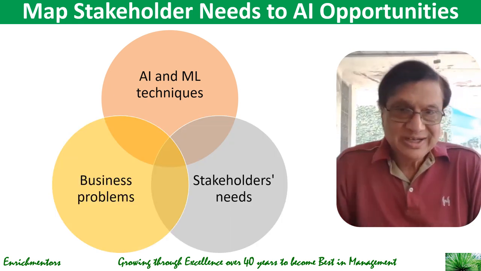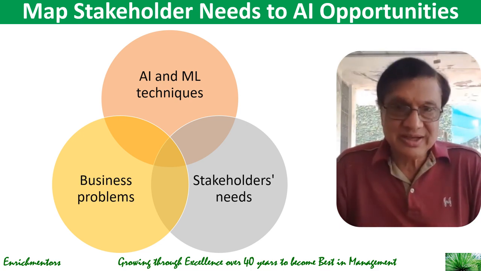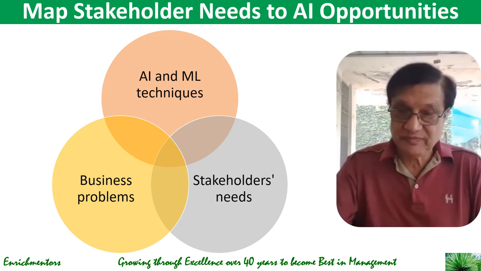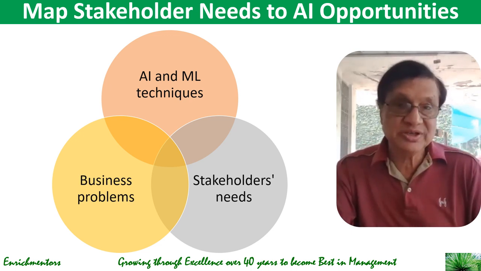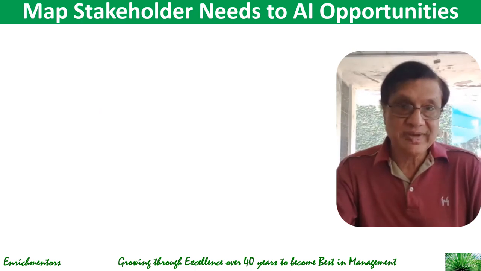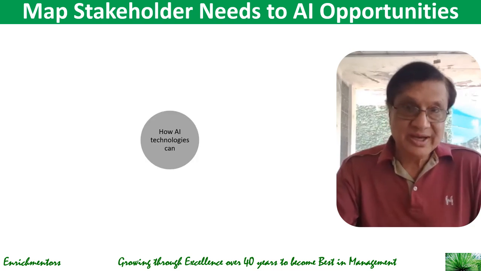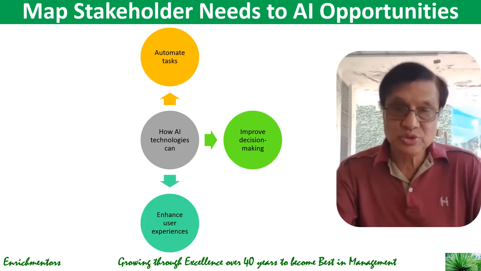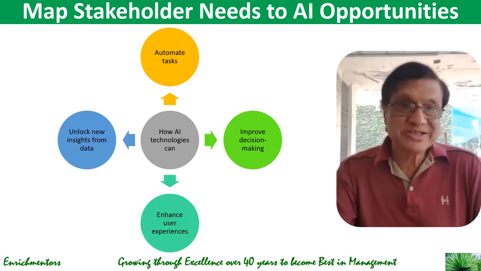So you are looking for that common area that your AI and ML techniques can solve, where the stakeholder has a need, and that need is related to the business, or there is a problem in the business that stakeholders need to solve. It is this common area, the intersection of these three, that you need to look at. Consider how AI technology can automate a task. One, automation of the task. Second, improving decision making, enhancing user experience, or unlocking new insights from the data. So consider how these AI technologies can do all of these things.